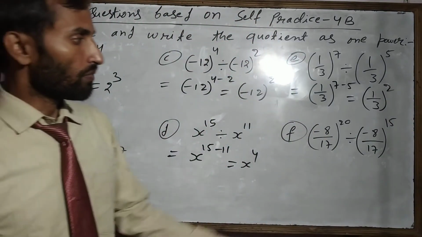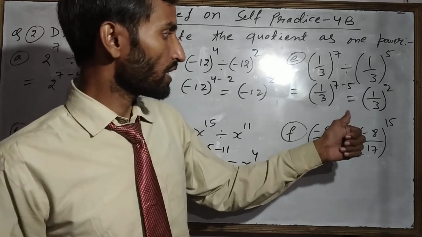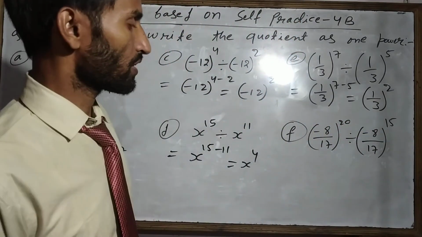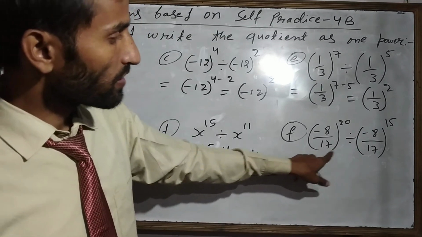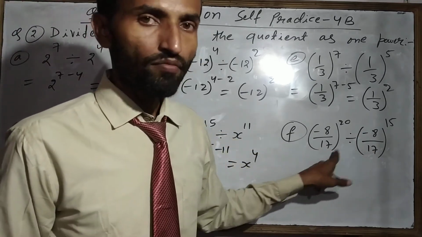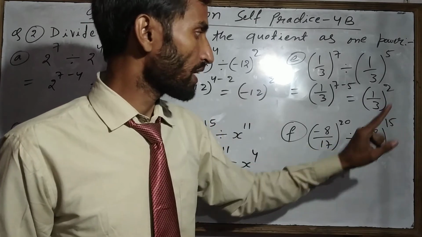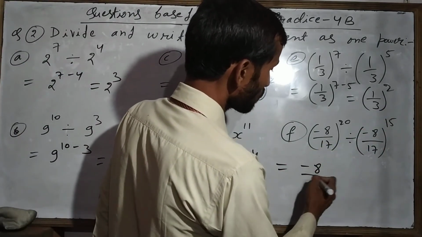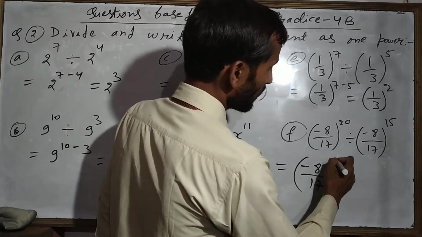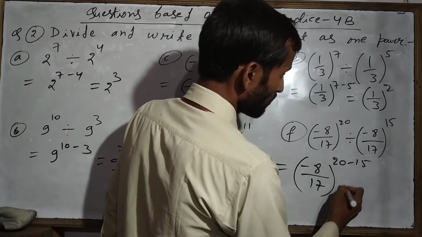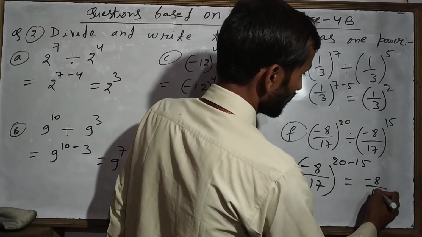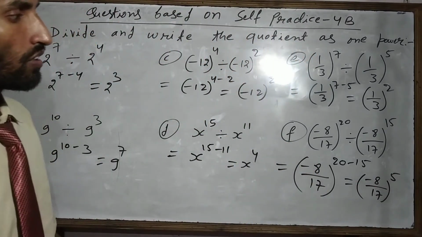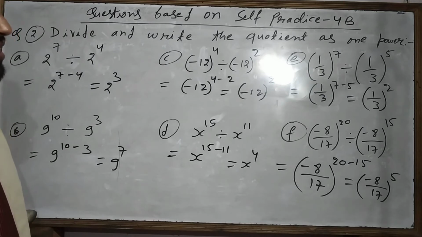Next one, minus 8 upon 17 whole power 20 divided by minus 8 upon 17 whole power 15. Just you see here, the base is the same again and the power is different, but here division is given. So we will put minus 8 upon 17 whole power 20 minus 15. So it will come minus 8 upon 17 whole power 5. So the answer is minus 8 upon 17 whole power 5.